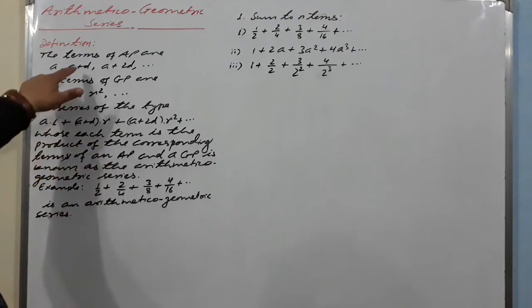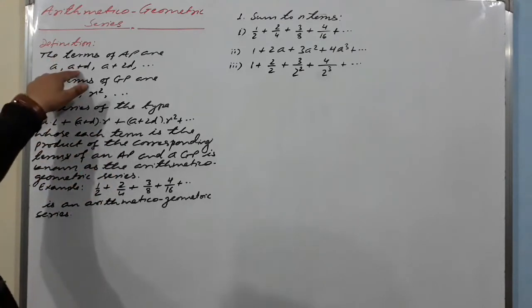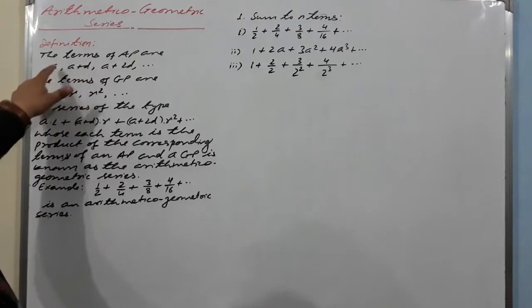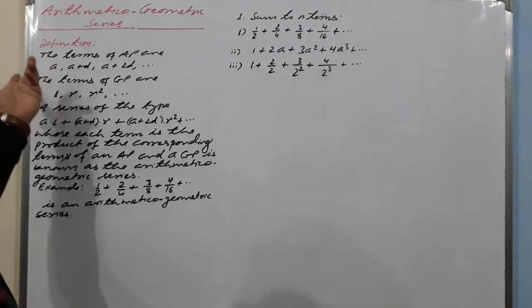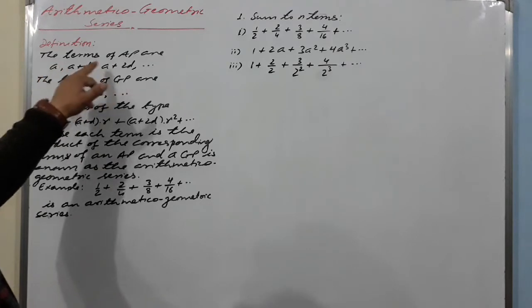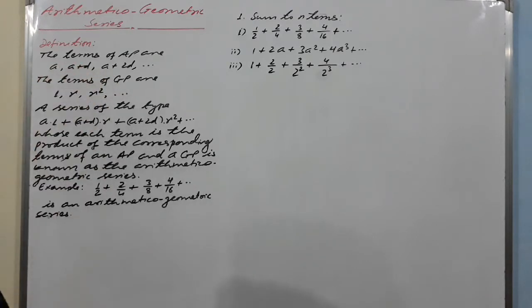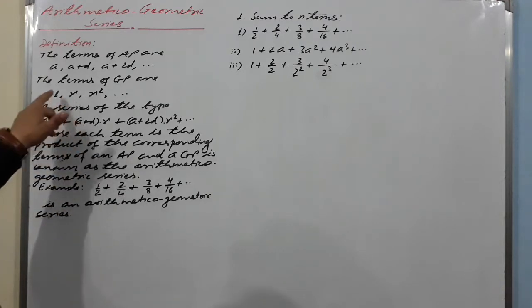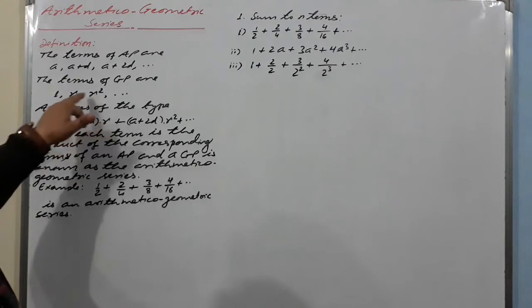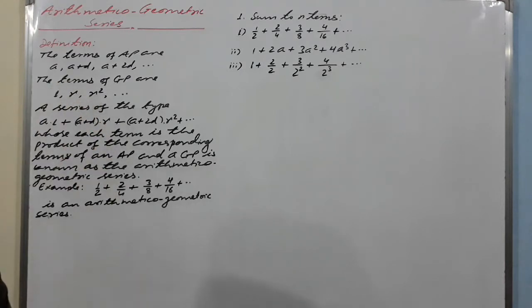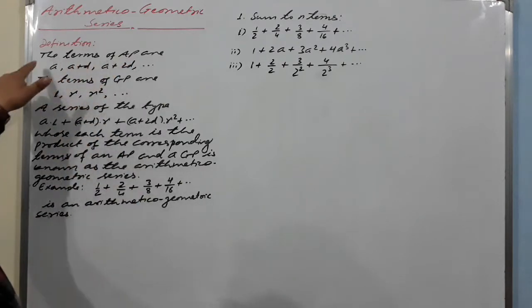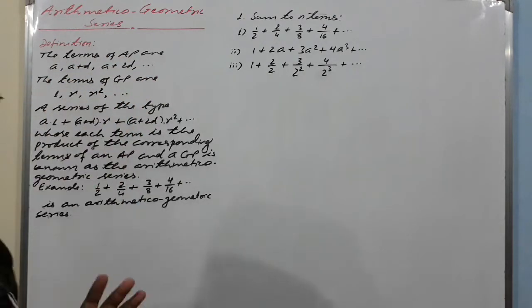Let me remind you how to find the difference. This minus this, and this minus this, you will get the common difference. And in this case, r upon 1, r square upon r, you will get again r. So your common ratio is r. Here the ratio will be constant, and there the difference will be constant. This way we know this sequence is in arithmetic and this sequence is in geometric.